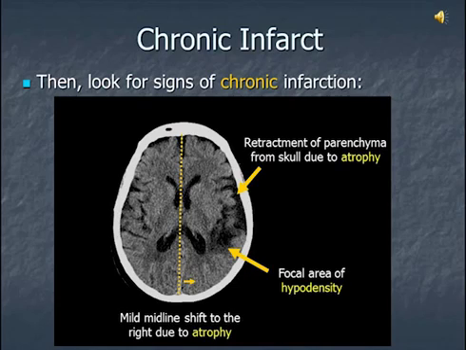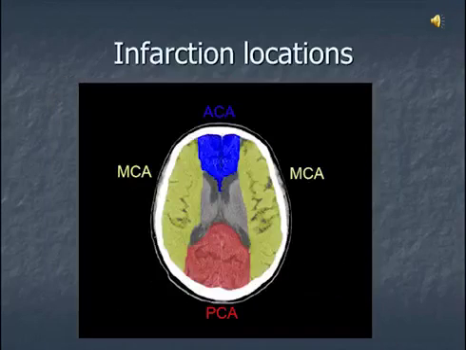Chronic infarction is often easier to see. First, there is often a focal area of hypodensity. Secondly, due to atrophy, there is midline shift and retraction of the parenchyma away from the skull. When you see an infarct, it is very useful to try to determine the vascular area affected. Here's a diagram showing the different distributions of cerebral arteries.